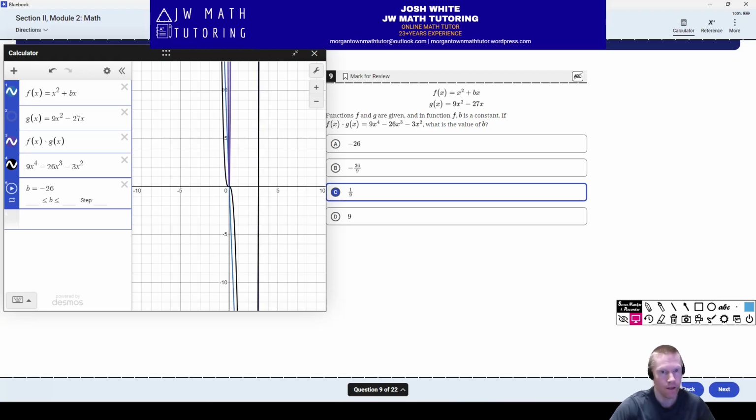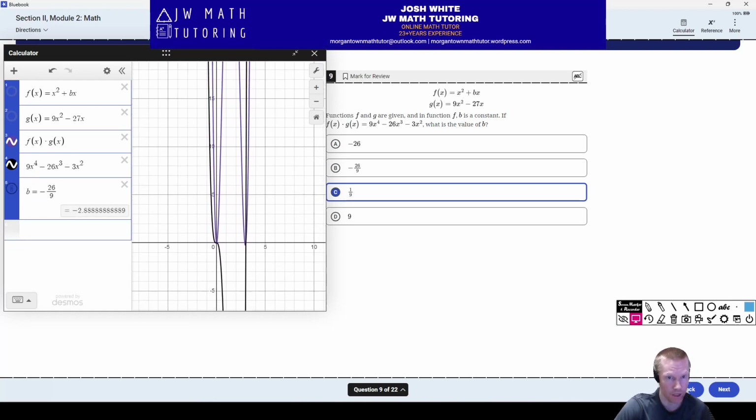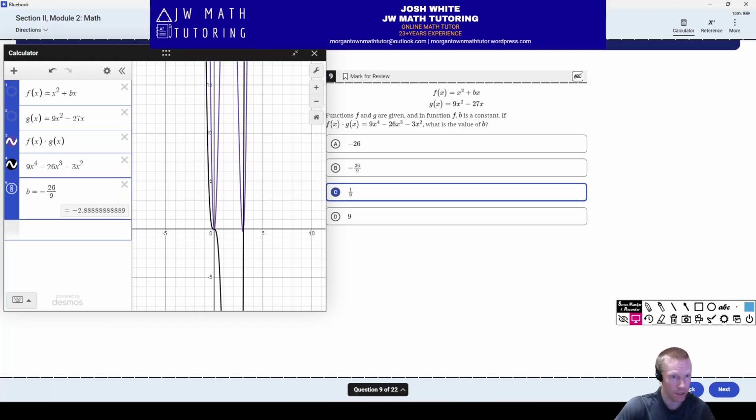What I'm going to choose are the answer choices. So I can get rid of this, and I can get rid of this. I don't care about those. This is what I'm looking for: f of x times g of x, which is the purple, equivalent to this 9x to the fourth expression when b is equal to negative 26. In other words, are the purple and black equivalent? Do they overlap? The answer is no, so I move on to B. Again, are the purple and black equivalent? Do they overlap completely? No. Now I move on to C.